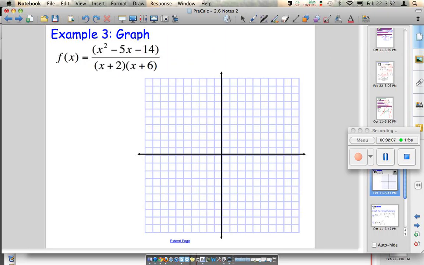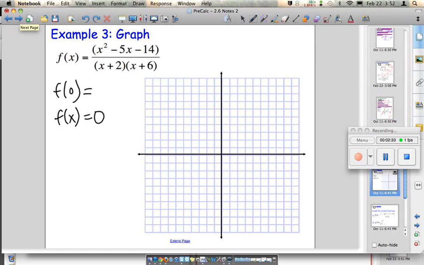So we're going to take a look at this example because it has an interesting hole. Remember, we want to keep an eye on our steps. We're going to find our intercepts, we're going to find our asymptotes, and we're going to find some more points to make a complete graph. So our intercepts, remember, we're going to plug in 0, and we're going to figure out when the function is 0. Those are our 2 steps to finding our intercepts.